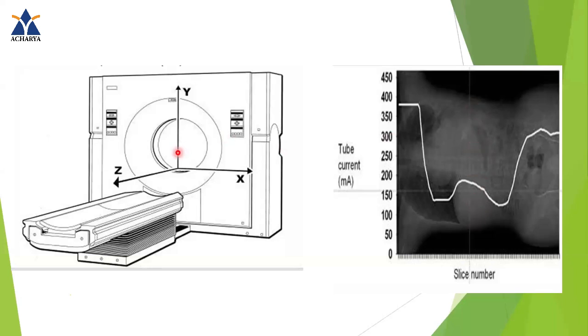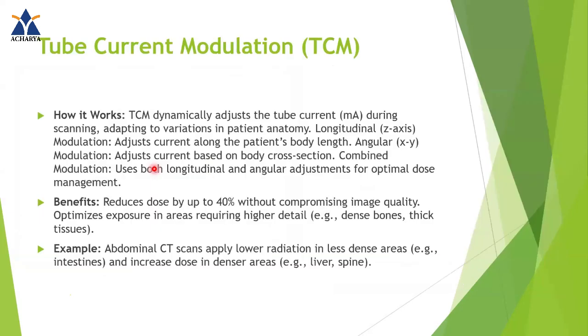So automatically during angular tube current modulation, the dose varies based on where the X-ray tube is present. Longitudinal tube current depends on the organs, whether denser or less dense, whereas angular tube current modulation depends on the patient's body contours. It reduces when the X-ray tube is going from right side to left side, and it increases when it is going from anterior to posterior or posterior to anterior.